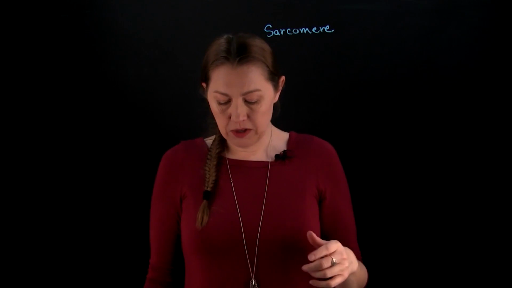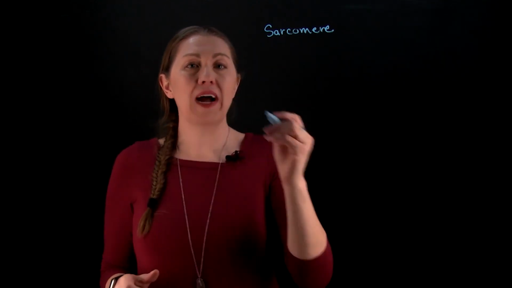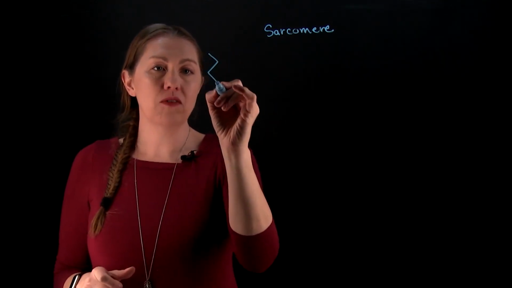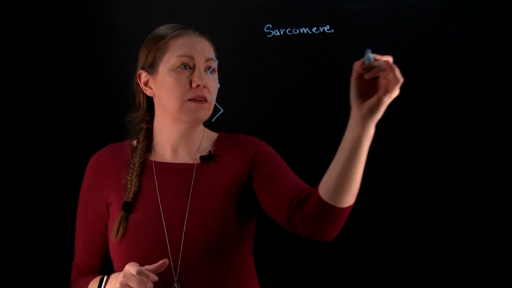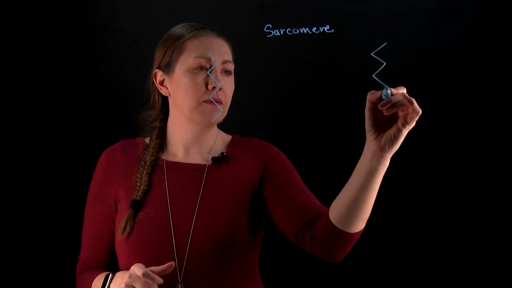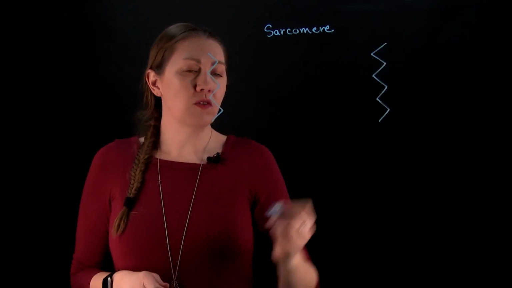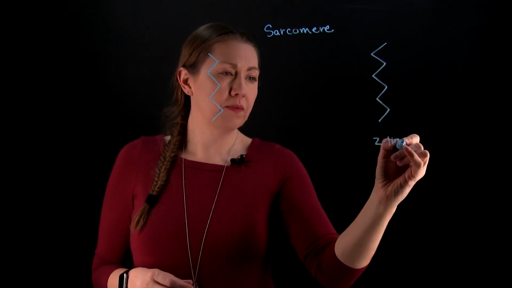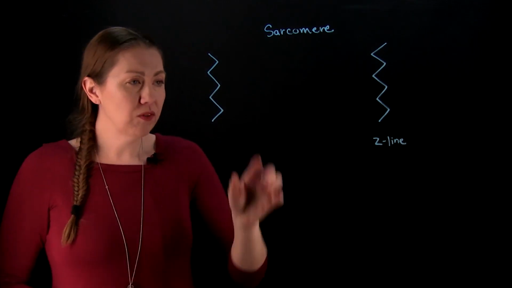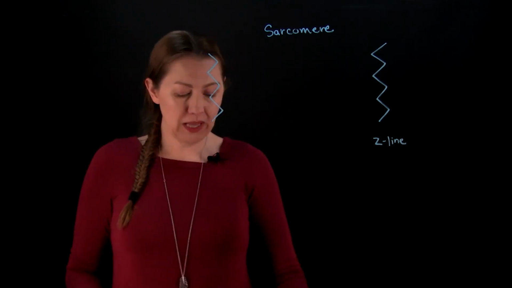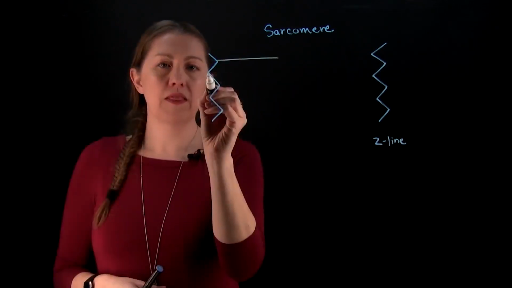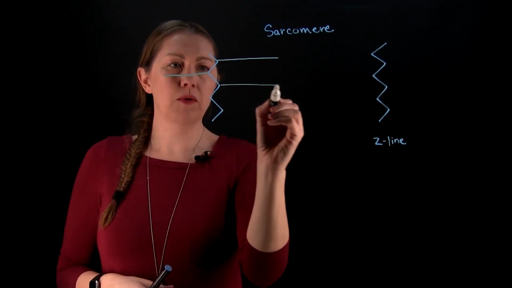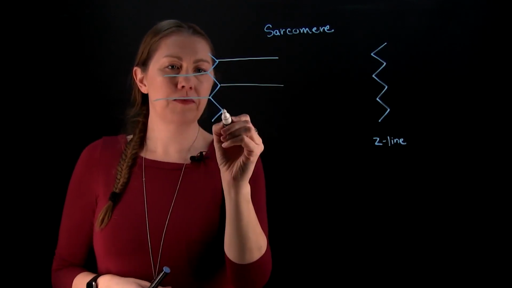So with that sarcomere, these repeating units, they're going to be defined at the ends by a Z line. So it'll kind of look like this, something zigzagged. So a sarcomere goes from Z line to Z line. And what those Z lines are doing is they're going to help hold in place your thin filaments. And thin filaments will extend on both sides of that Z line.